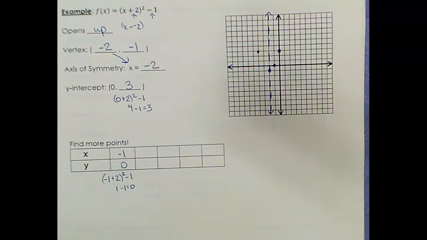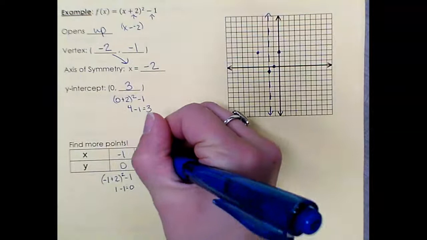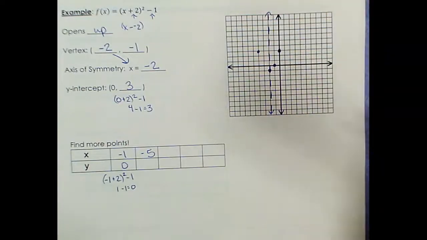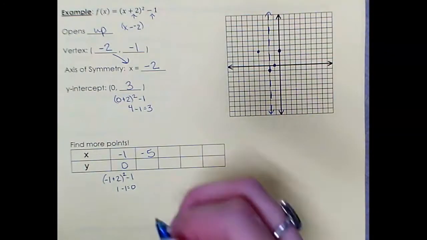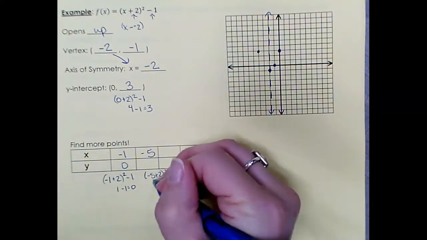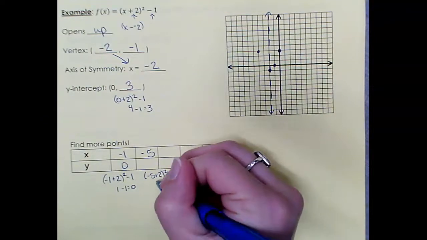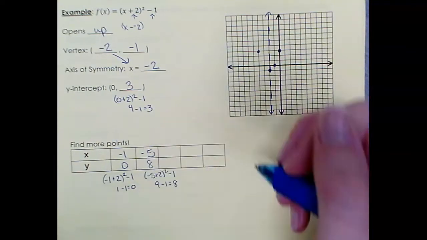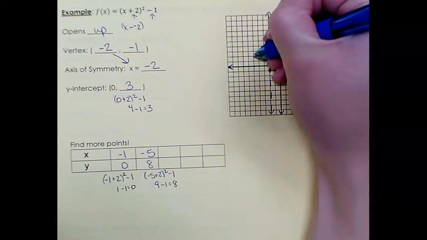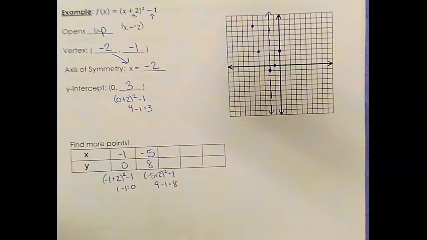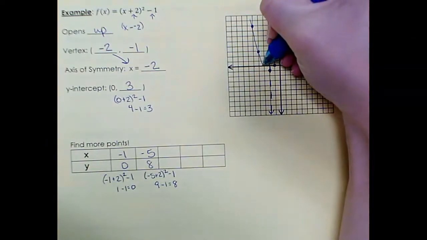What about if I wanted to find, I don't know, negative 5? When x is negative 5, this next point would be over here. If I wanted to find that, I would substitute negative 5 in place of x. So negative 5 plus 2 squared minus 1. Negative 5 plus 2 is negative 3. Negative 3 squared is 9. And 9 minus 1 is 8. So I would graph the point negative 5, 8. So you can kind of see how we can get more points on our parabola.